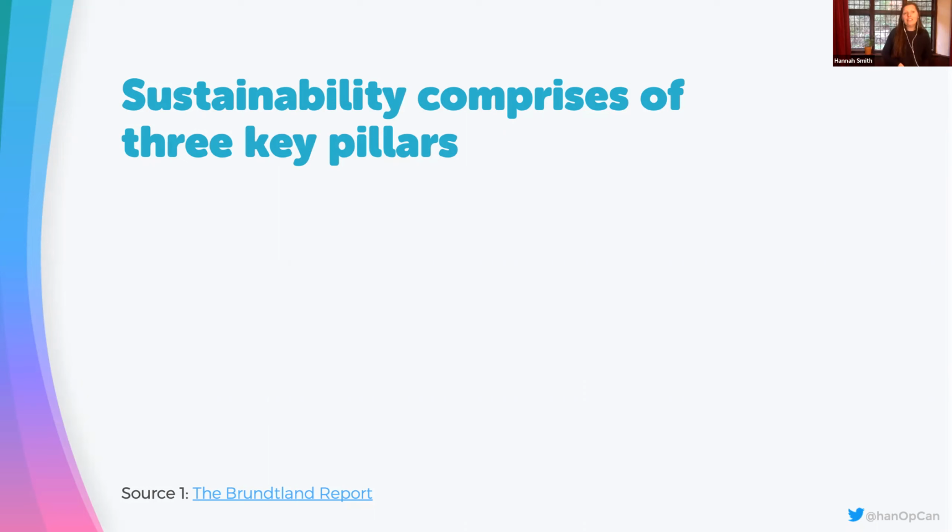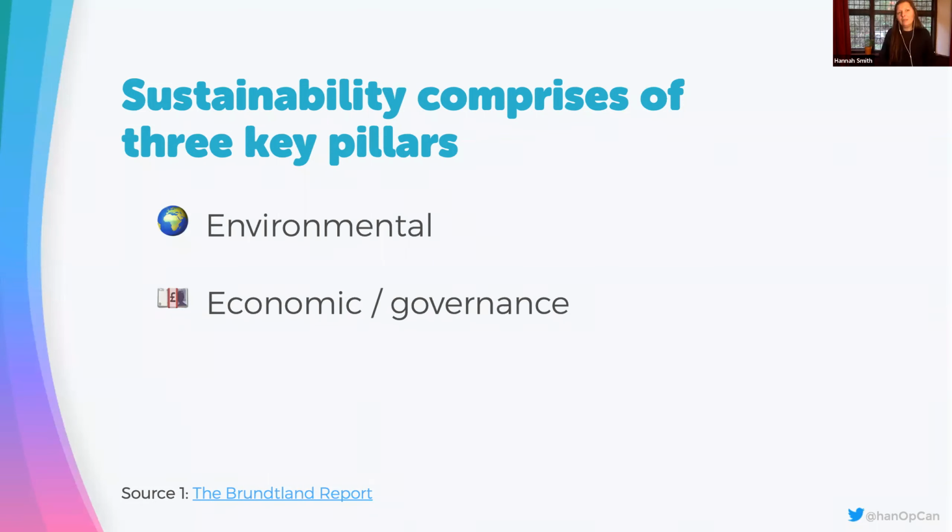So the 3 pillars that are defined, the first one is environmental. And this is what a lot of people think sustainability is. But that's just one of the pillars. One of the other key pillars around sustainability is economic and governance. So basically decision-making power. And the third pillar is social. So it's how we as humans behave and interact. And it's these 3 things that come together that actually give a truer, more holistic view of sustainability.